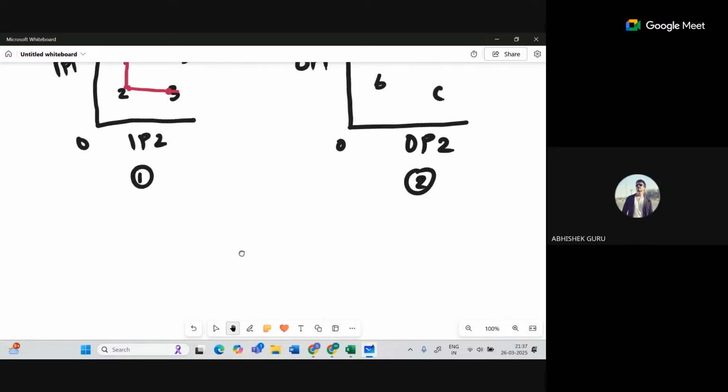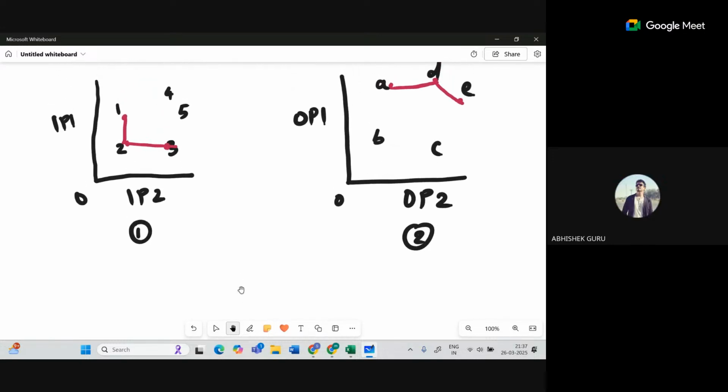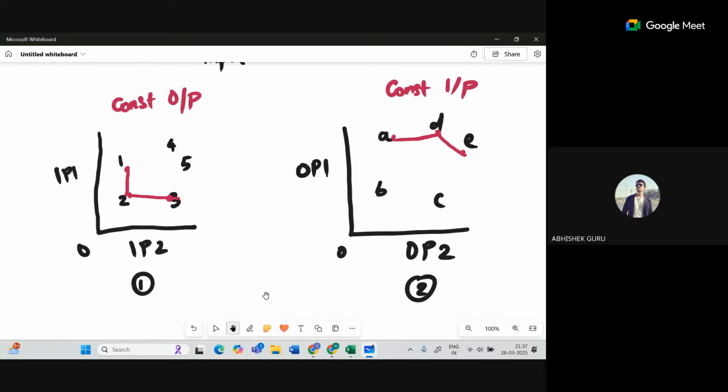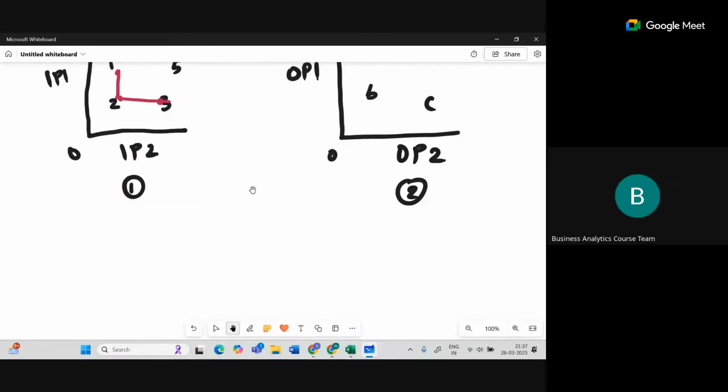So is it like there are always three DMUs? We always take 3 DMUs as a part of the frontier, or there can be more as well? There can definitely be more. Definitely more. This is just an example to show you.